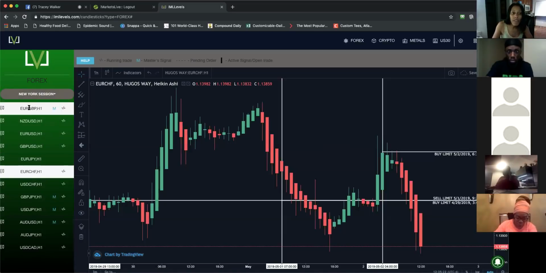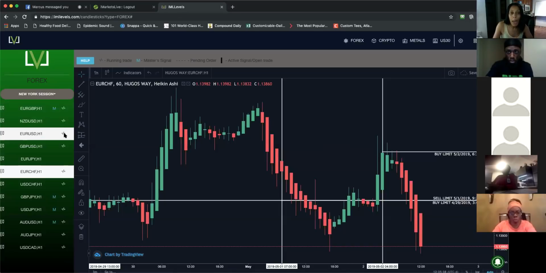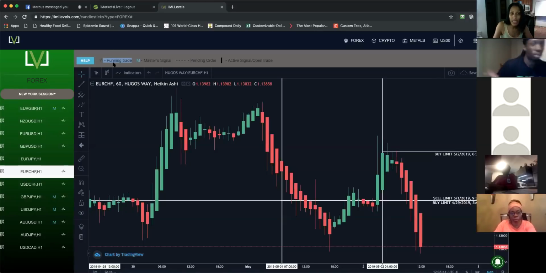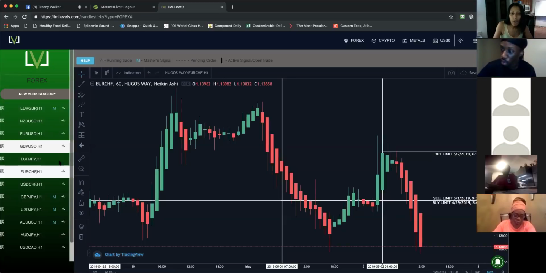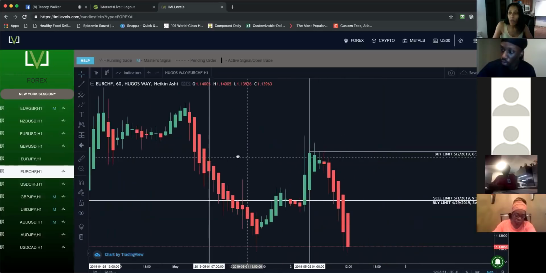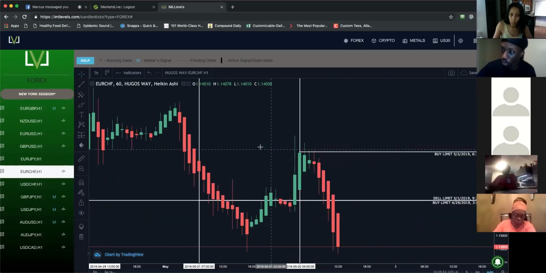Now, we've got several pairs here in the New York session, and all we're looking for are these little squiggly zigzag lines. Any pair that has a squiggly line next to it means that it is a running trade. You see up here in the key, the squiggly line equals running trade. So we're going to look for those. Once we find those, let's click on one.